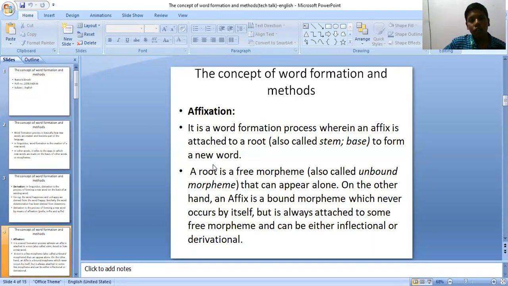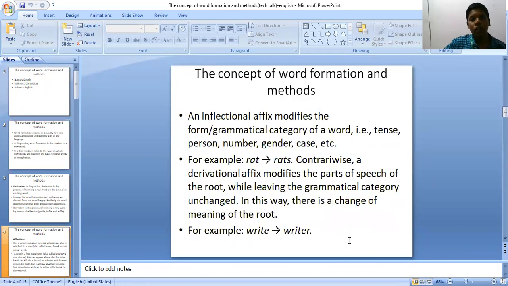Affixation. It is a word formation process wherein an affix is attached to a root, also called stem or base, to form a new word. A root is a free morpheme, also called unbound morpheme, that can appear alone. On the other hand, an affix is a bound morpheme which never occurs by itself, but is always attached to some free morpheme and can be either inflectional or derivational.